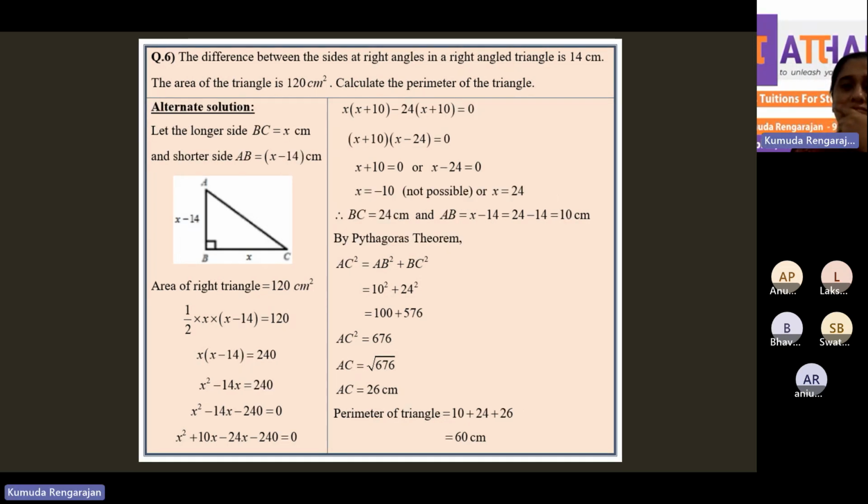Same thing here. After assumption, area is given. So half base into height is equal to 120. Substitute and find the value. You'll get a quadratic equation. Split the middle term. Find the values of x. One will be negative, so ignore that. Why should you ignore the negative value? Because x is the side of the triangle and it cannot be negative. Then find the hypotenuse using Pythagoras theorem and find the perimeter.